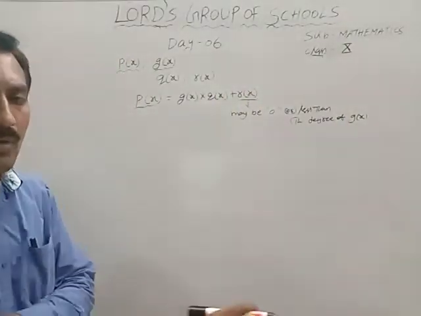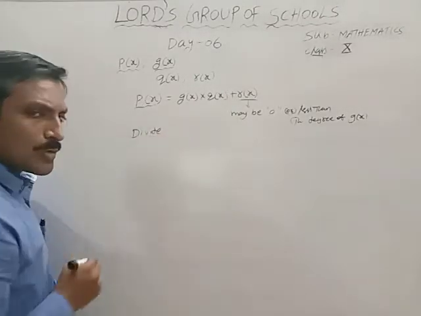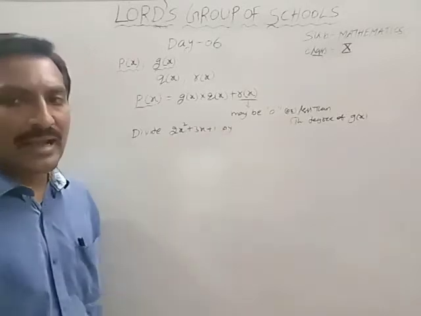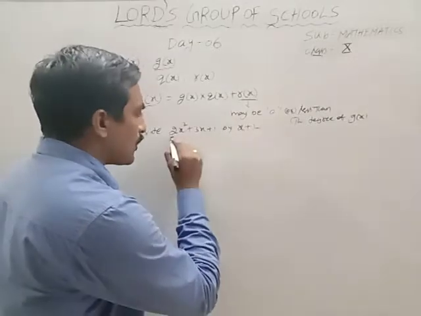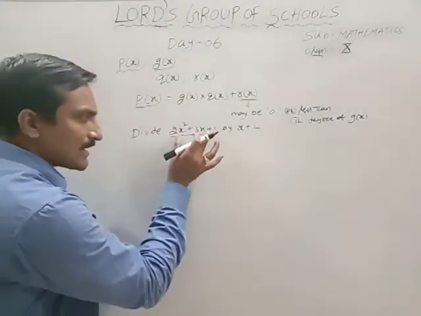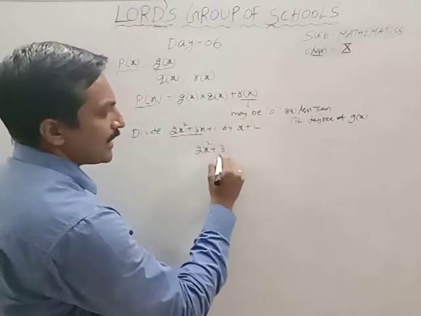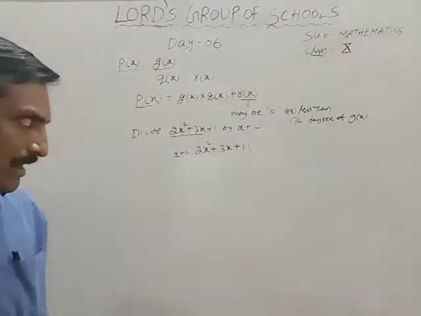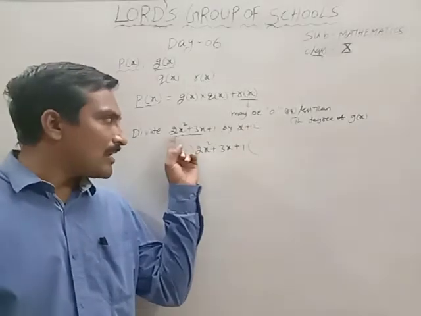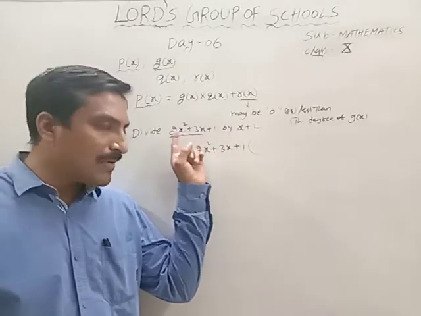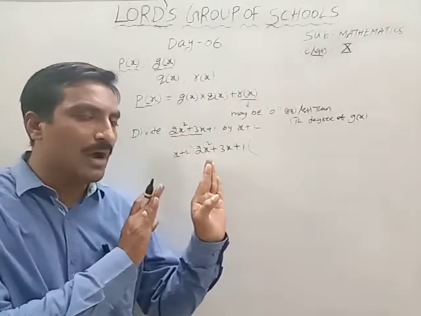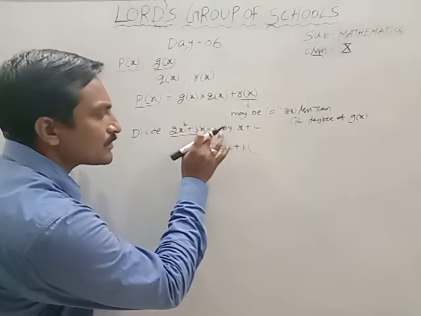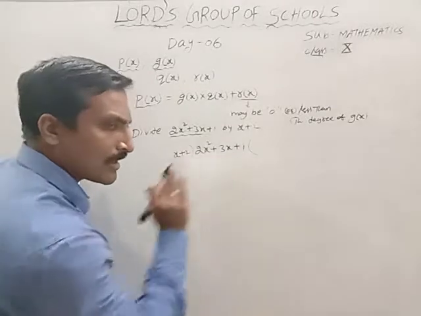Now one example. For example, divide 2x square plus 3x plus 1 by x plus 2, means this polynomial is divided by this polynomial. 2x square plus 3x plus 1 is the dividend, and x plus 2 is the divisor. In the division process, the dividend must be written in order according to the power of the variable: first square, next x, next constant. This is already in order, so not a problem.